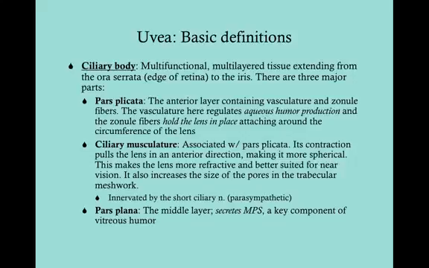And there's three major parts when we're thinking about the ciliary body, both anatomically and clinically. So you have the pars plicata, which is the most anterior layer. It contains vasculature, as well as those zonule fibers, which connect the ciliary body to the lens and allow the ciliary body to manipulate the shape of the lens, as well as hold the lens in place. The vasculature in the pars plicata regulates aqueous humor production, and that's also where you get your aqueous humor from.